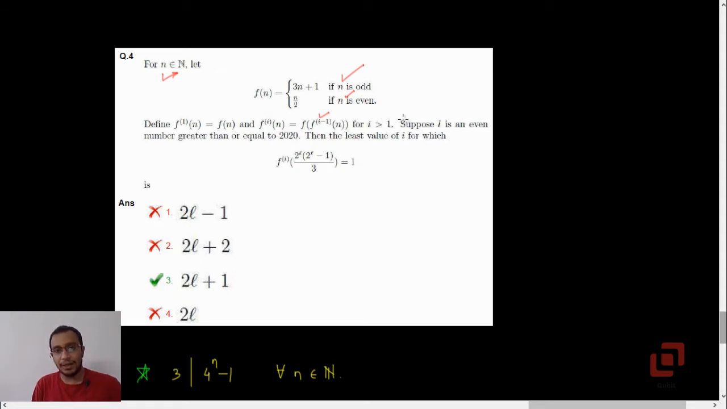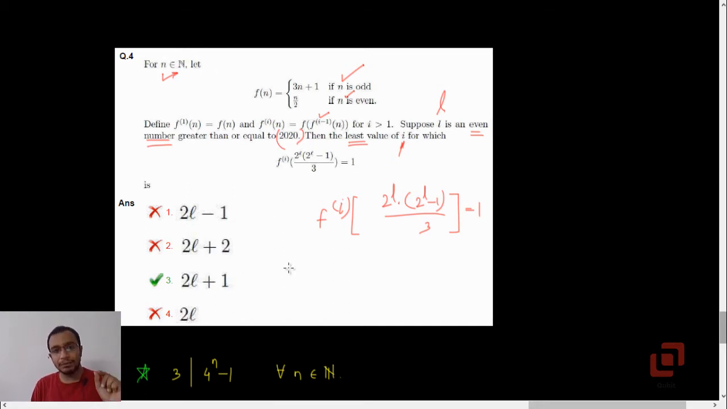Now this is defined for i greater than 1, and suppose L is an even number greater than or equal to 2020. So we note that L is an even number and we are going to make use of this fact later. Then the least value of i for which fi of 2 raised to L into (2 raised to L minus 1) upon 3 is 1 is: 12 minus 1, 12 plus 2, 12 plus 1 upon and 12.